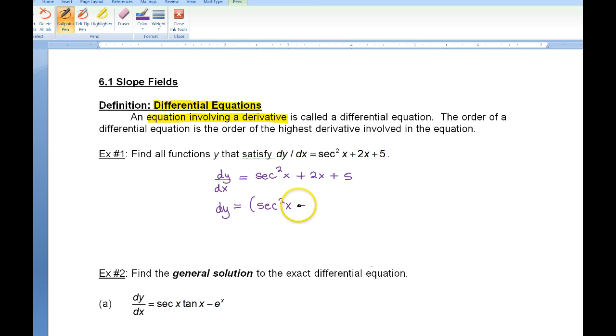So first thing I'm going to do is multiply. It's as if you're going to multiply dx to both sides, but we want to put dx at the end. Okay? Then we want to take the integral of both sides.